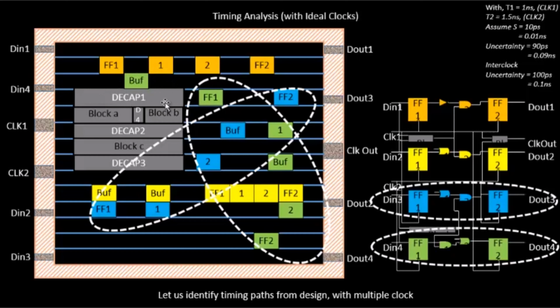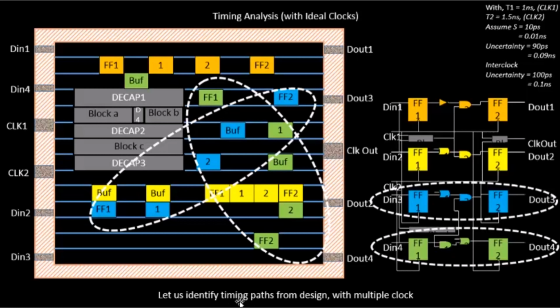This won't come into the picture for now because DIN4 might be clocked with the same clock, for example clock 2, and flip-flop 1 is also clocked by clock 2. So this section of the path from the input port DIN4 to flip-flop 1 might come from a similar clock, the timing paths with similar clock. We will not enter into this section. We'll talk about the input to reg paths in a separate static timing analysis video.